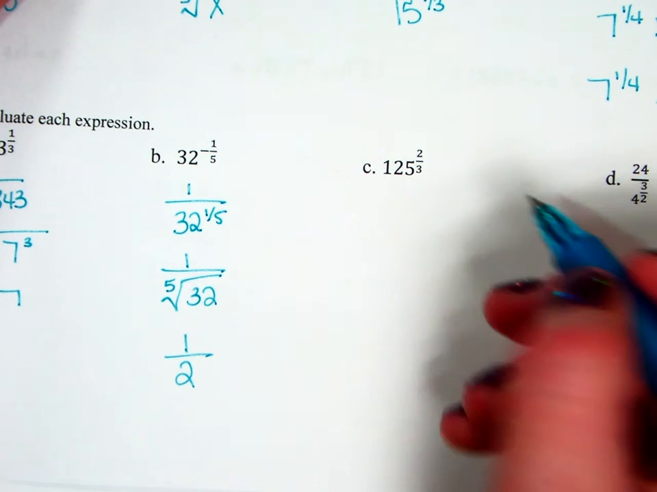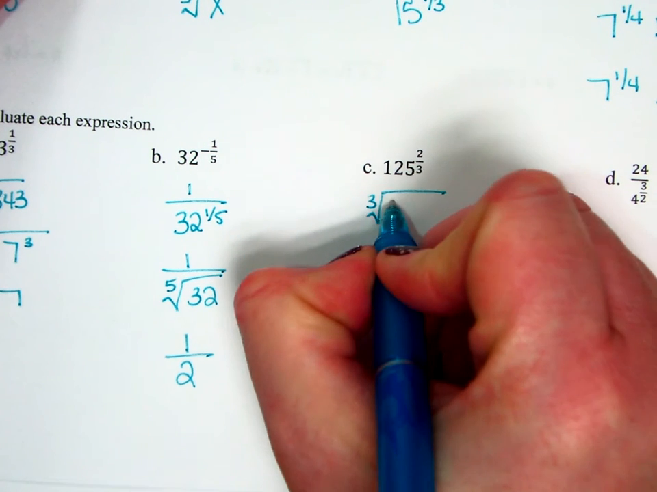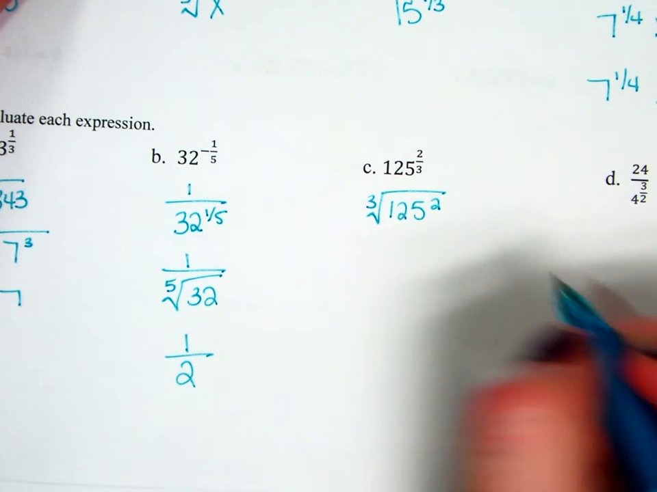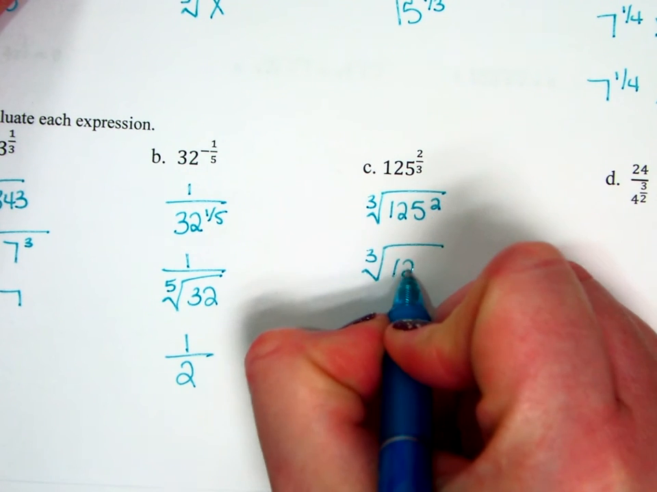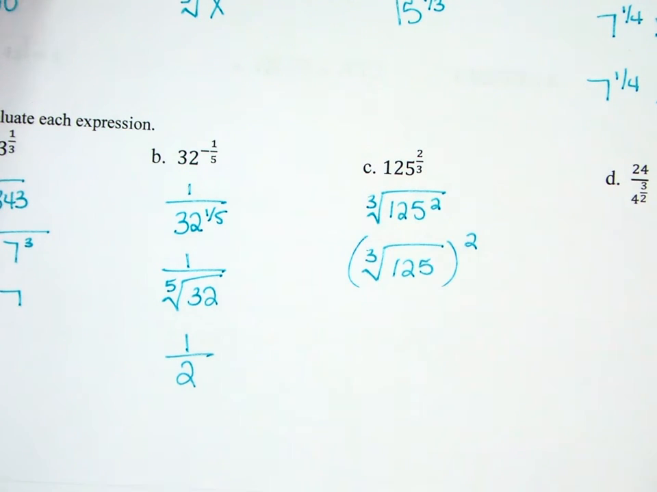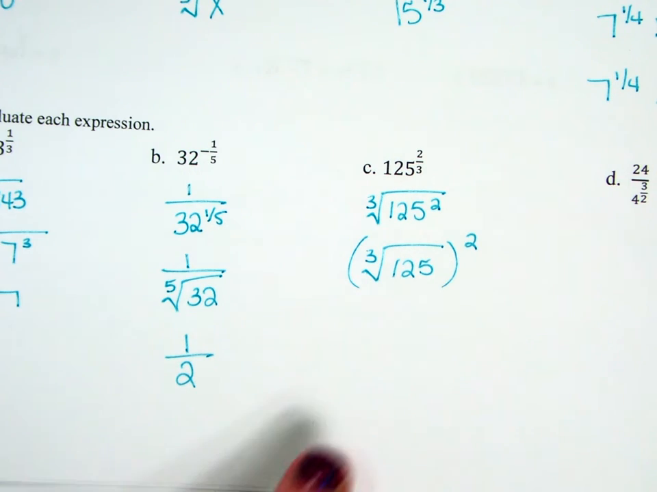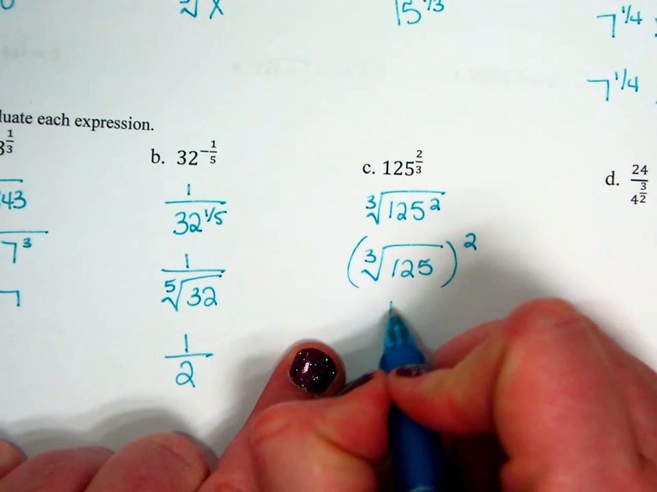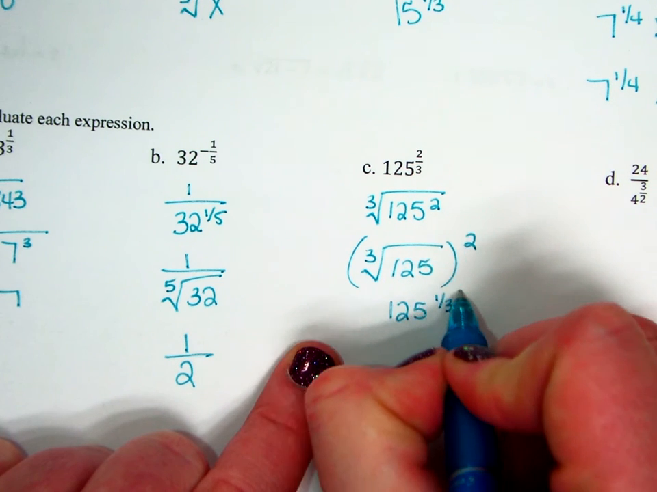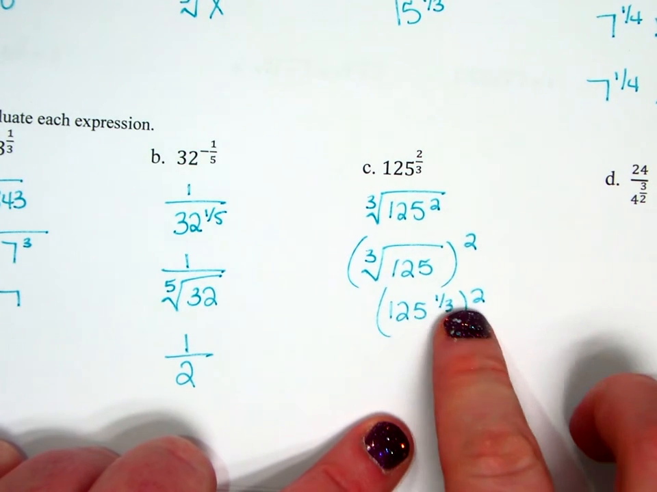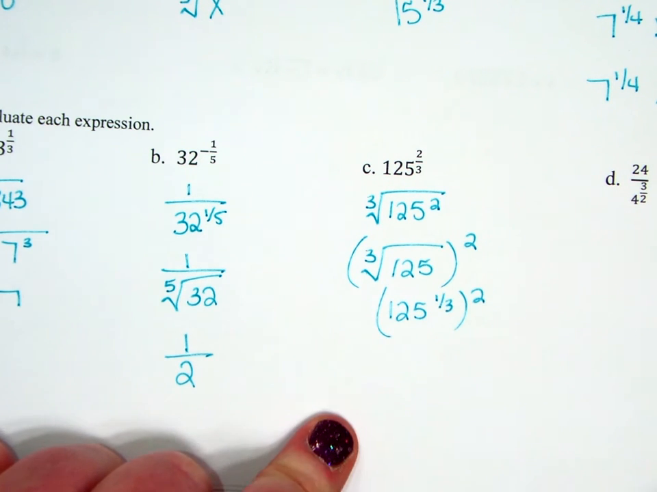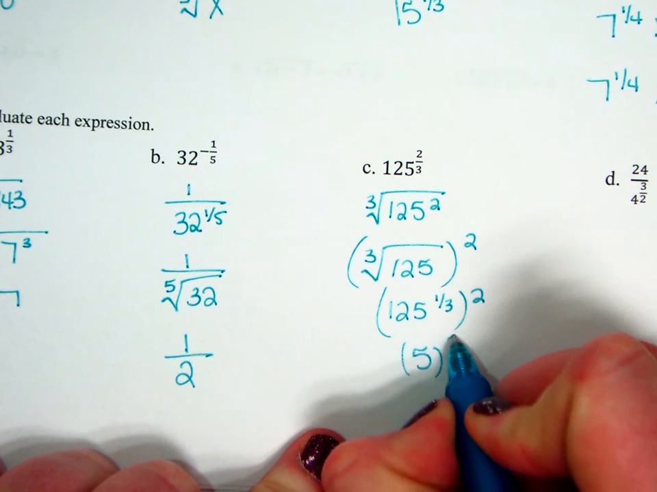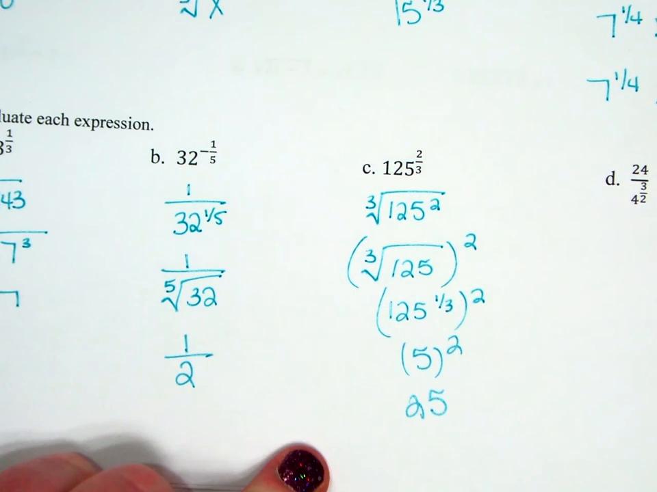125 to the 2/3, the 3rd root of 125 squared, or you can pull this exponent out, the 3rd root of 125, and square it that way. Same problem, doesn't matter, because if I rewrote this one here, 125 to the 1/3 squared, multiply those two, I'd get back to here. So the 1/3, or the 3rd root of 125 is 5. So 5 squared, the answer is 25.